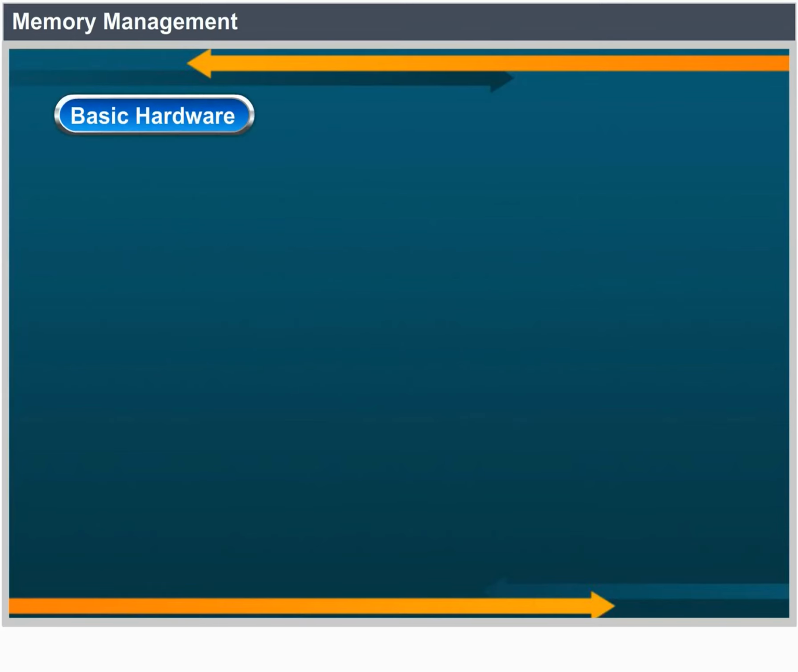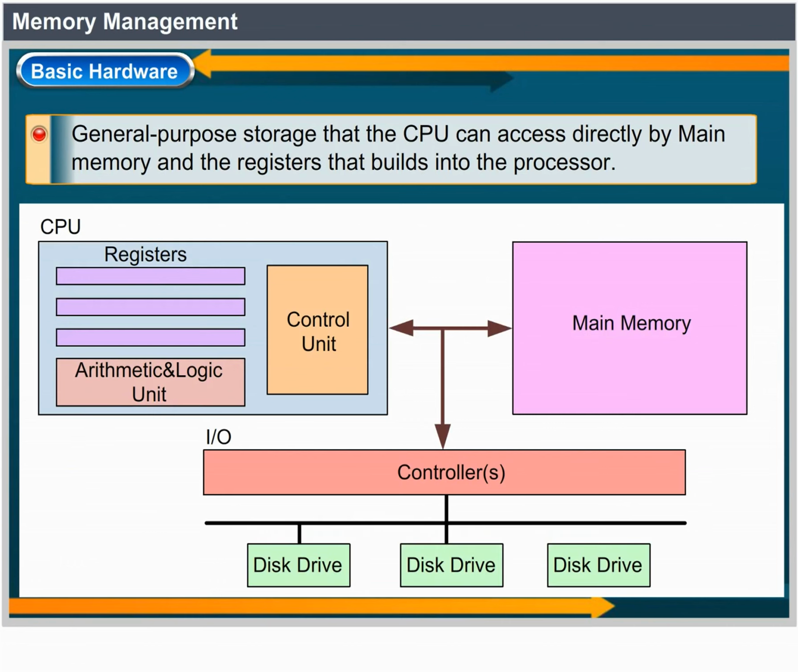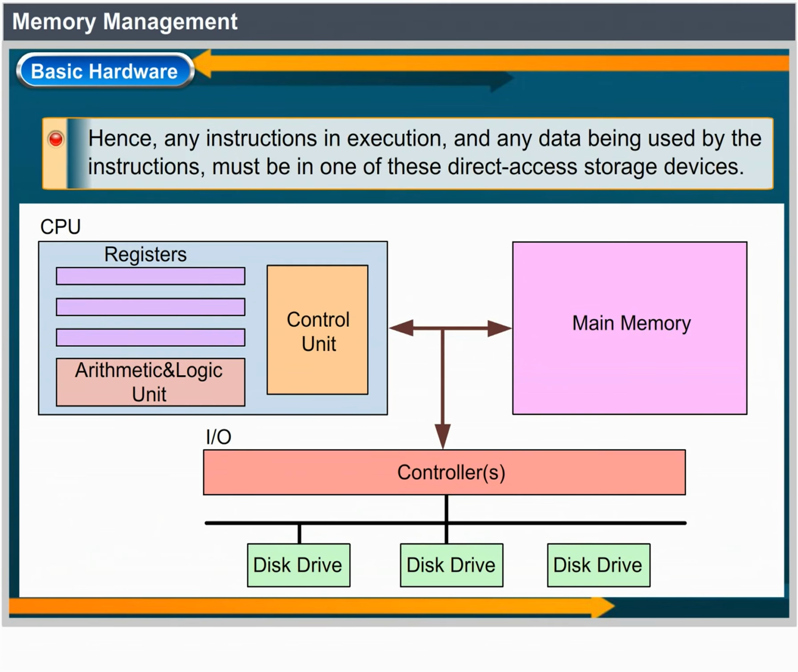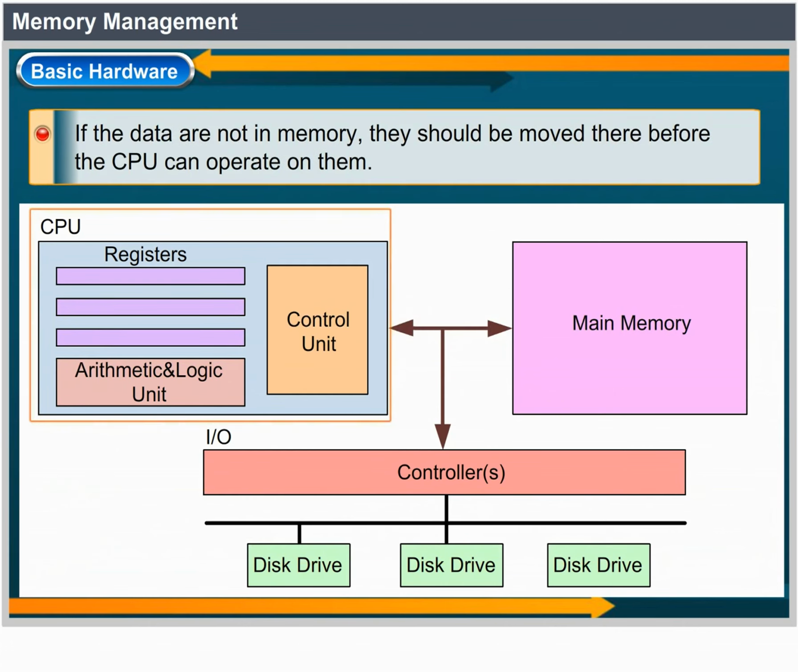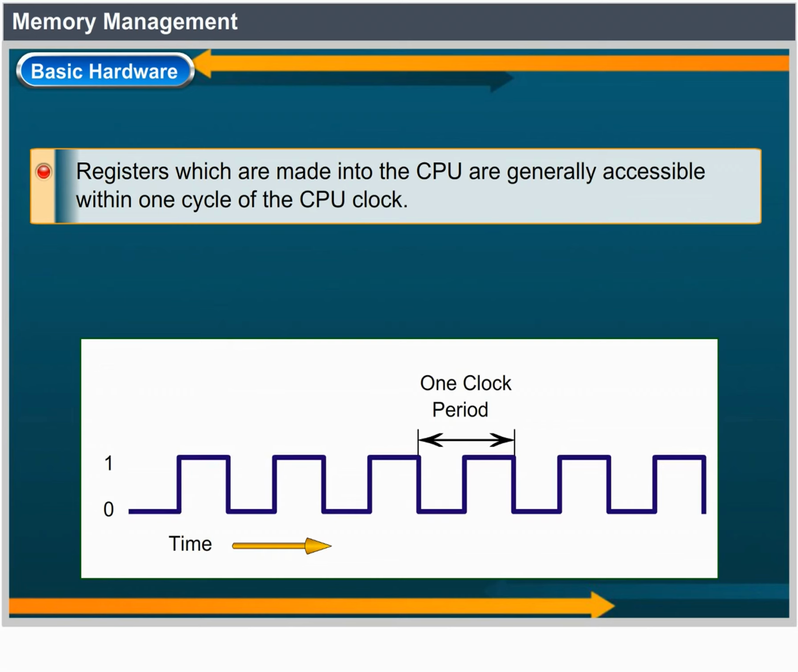Basic hardware. Main memory and the registers built into the processor itself are the only general-purpose storage that the CPU can access directly. There are machine instructions that take memory addresses as arguments, but none that take disk addresses. Therefore, any instructions in execution and any data being used by the instructions must be in one of these direct-access storage devices. If the data are not in memory, they must be moved there before the CPU can operate on them.